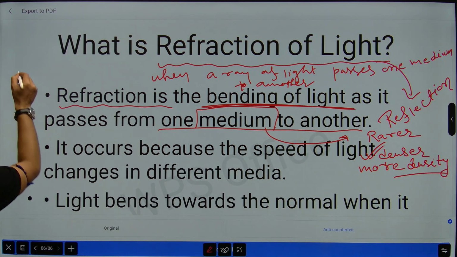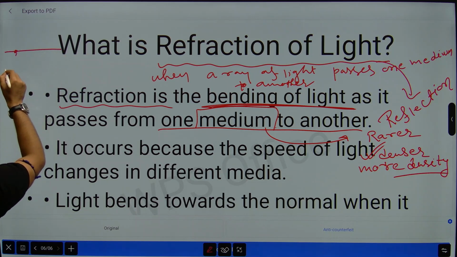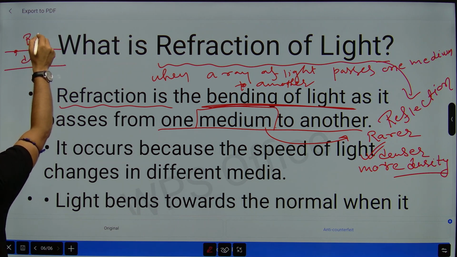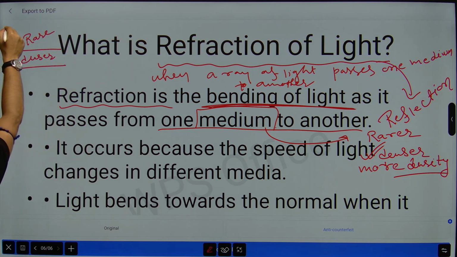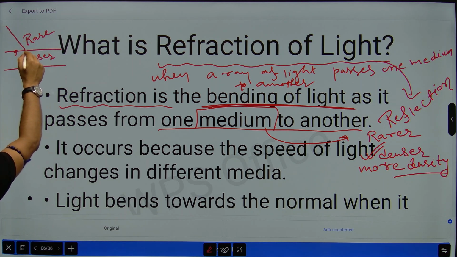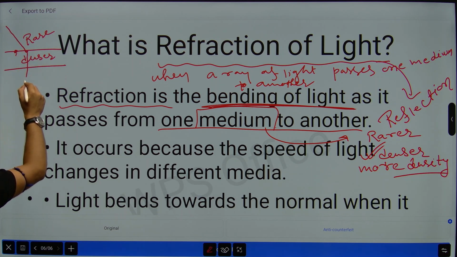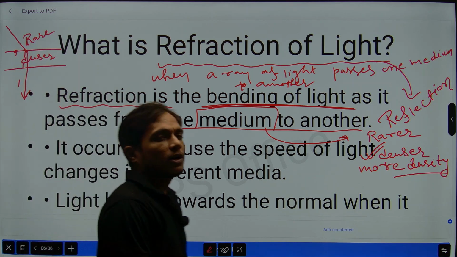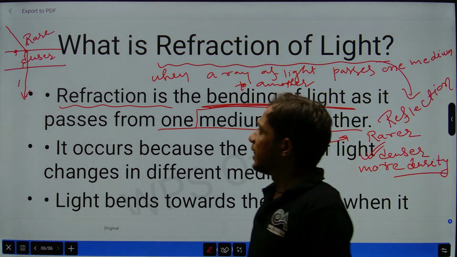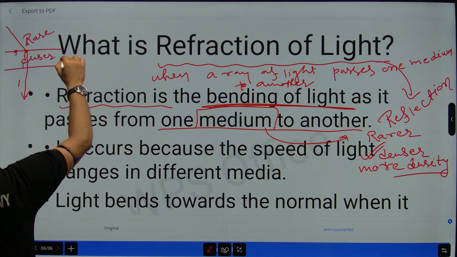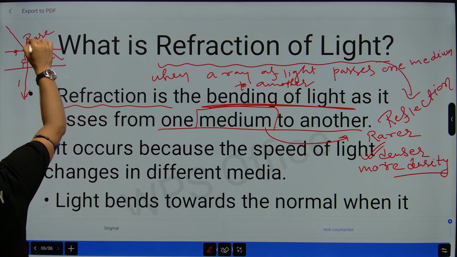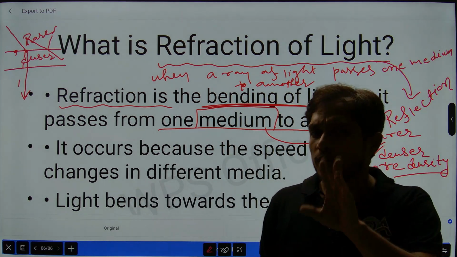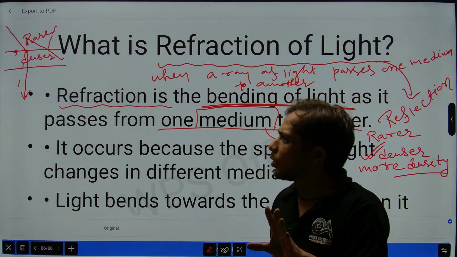Suppose here are two media, this is a denser medium and this is a rarer medium. If light comes from a rarer medium and passes into a denser medium, then it will bend towards the normal. Next, if light goes from a denser medium to a rarer medium, it goes away from the normal. So, there are two properties of light which we see when it passes from one medium to another.